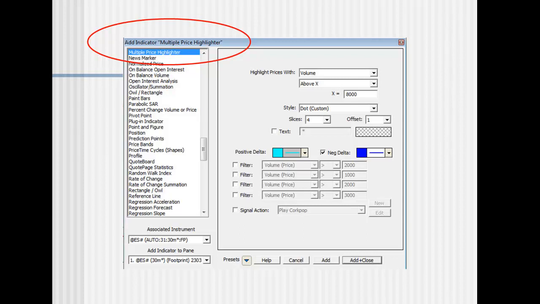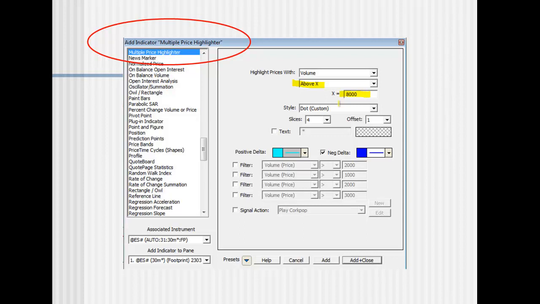Again, the filter is meaningful relative to the instrument that we're trading, and of course the settings will vary from one instrument to the next. In this case, we're still looking at the ES Mini, and so I have set the filter to 8,000. So every time we have volume that's above 8,000, the software or the platform will highlight for us that price level.